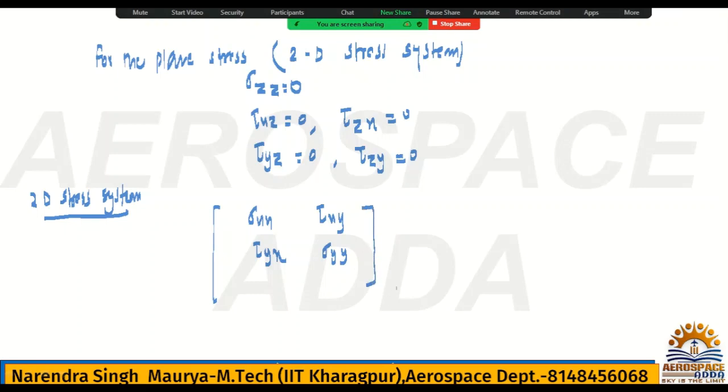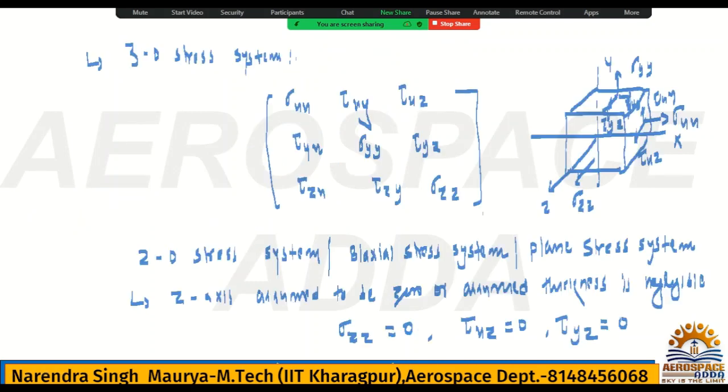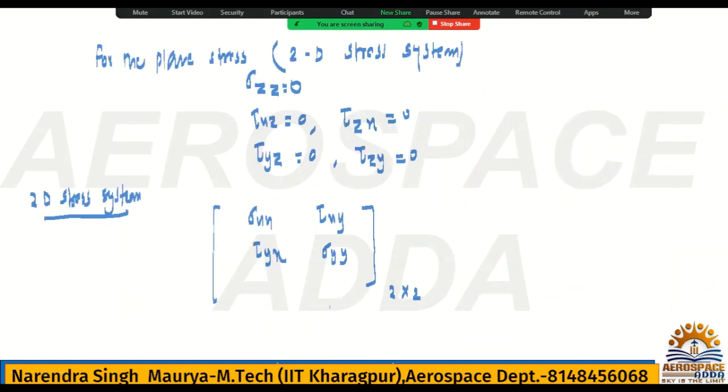So now this stress matrix you will have 2 by 2. Earlier it was 3 by 3. Check. So for the 3D stress system it was 3 by 3. Now for the 2D stress system you have 2 by 2, which is nothing but sigma xx, sigma yy, tau xy, tau yx. Now if you check the plane for this, you have only the xy plane.